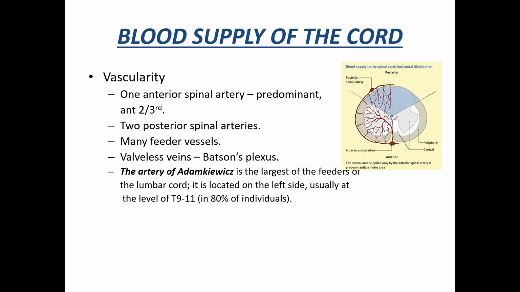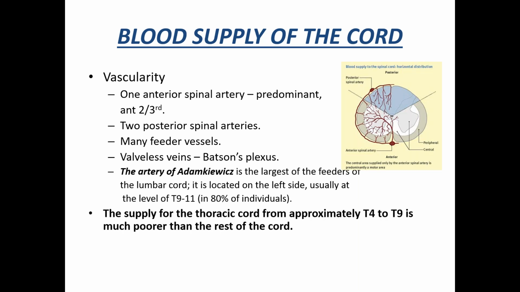We all know the vascularity of the spinal cord. Anterior spinal artery is predominant and it covers 2/3. There are 2 posterior spinal arteries, many feeder vessels, and valveless veins that we know as Batson plexus. The artery of Adamkiewicz is the largest feeder of the lumbar cord. It is located on the left side, usually at the level of T9 to T11. The supply of the thoracic cord from approximately T4 to T9 is much poorer than the rest of the cord.